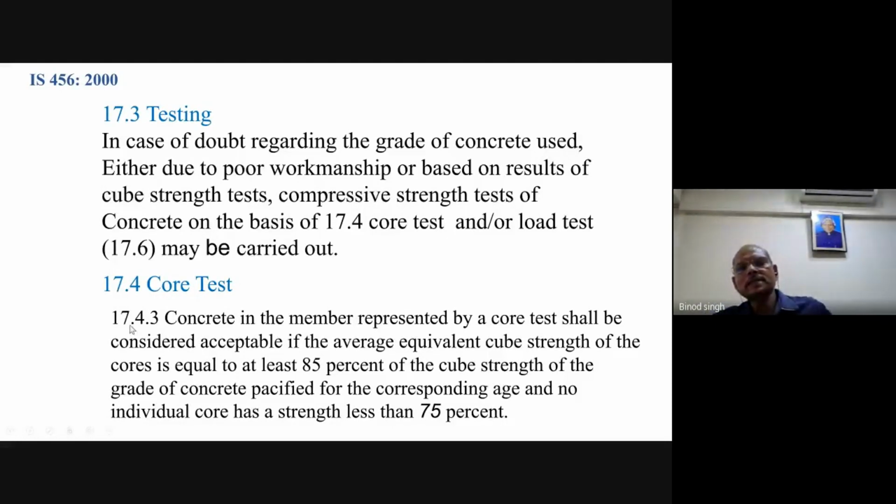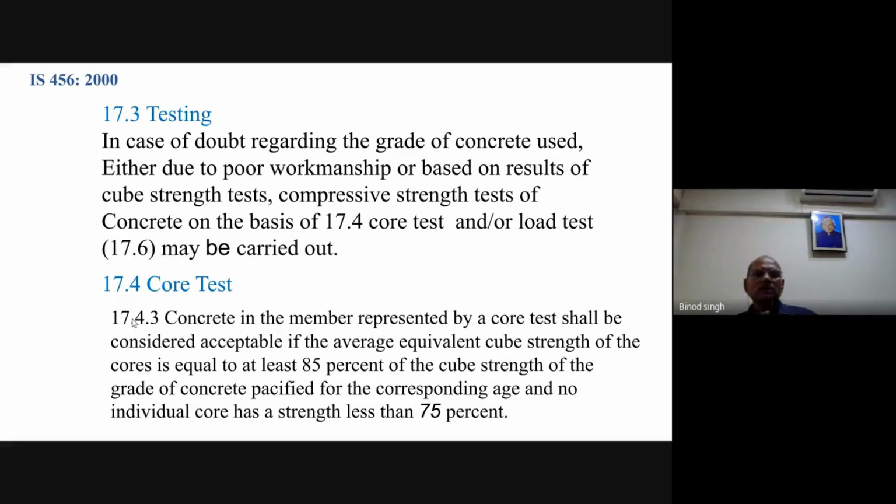Concrete in the member represented by a core test shall be considered acceptable if the average equivalent cube strength of the cores is equal to at least 85% of the cube strength of the grade of concrete specified for the corresponding age, and no individual core has a strength less than 75%. So first you have to, because there will be some specified value for the design, say it is an M40 grade concrete.